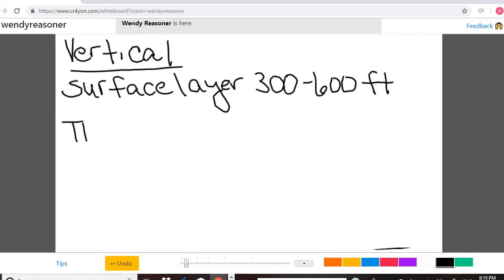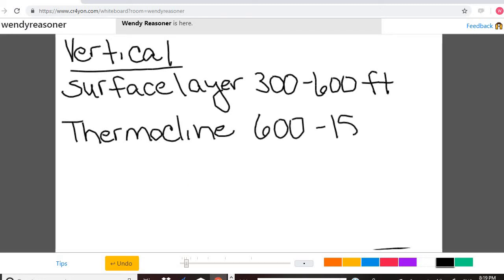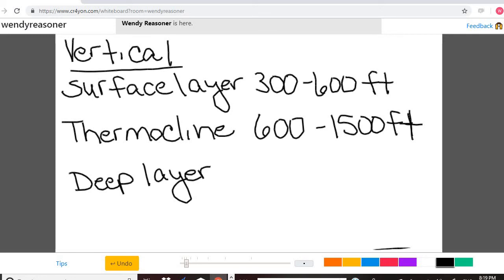Then the next layer is called the thermocline. And this would be from about 600 feet to 1,500 feet. So this water would be colder than the surface layer and also more dense. And then we have the deep layer. And the deep layer would be anything below 1,500 feet below the surface. So this, again, would be even colder and more dense.